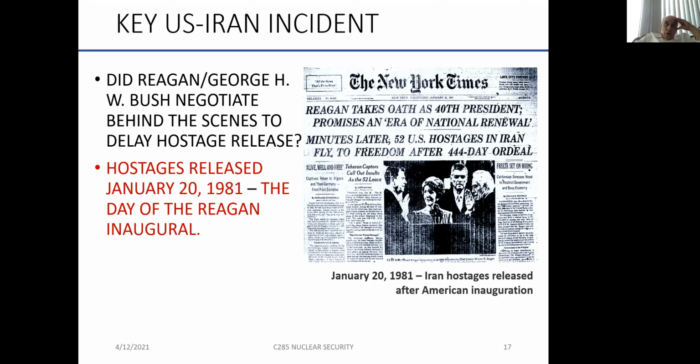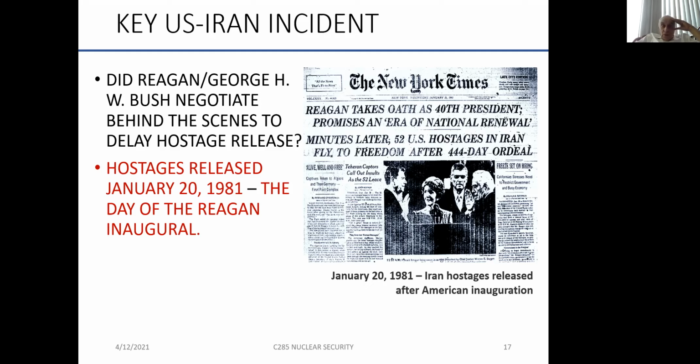Later, Gary Sick came to believe that President Reagan, when he was still Governor Reagan, and George H.W. Bush had been behind the scenes involved in negotiating with Iran to keep the hostages from being released until Reagan would be elected president. It's a hugely controversial matter.